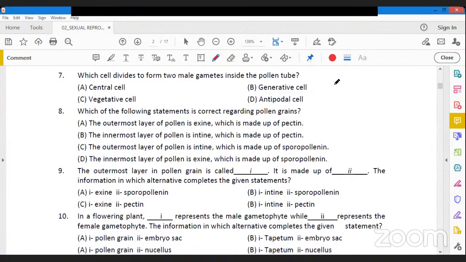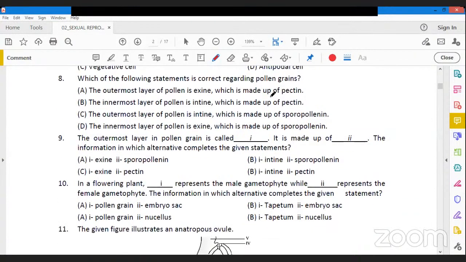Then the seventh one: which cell divides to form 2 male gametes inside the pollen tube? Just now we did it, it is the generative cell. It is the generative cell which will divide mitotically. You should remember this, very important. Which of the following statements is correct regarding pollen grain?